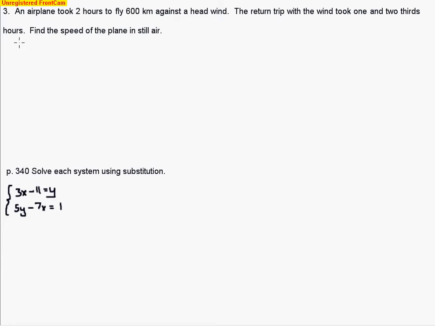Whenever they talk about against a headwind, that tells us that we are taking away the rate of the wind. So I'm going to use W for the rate of the wind. And it's a negative W because it's against. But when we are going with the wind, that means it's going to be a plus W. But we also have the airplane speed.